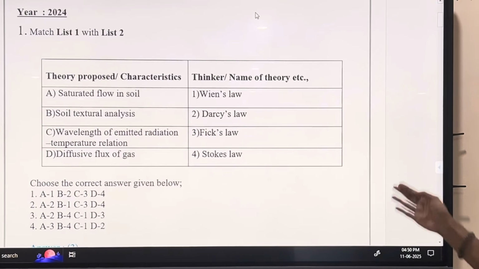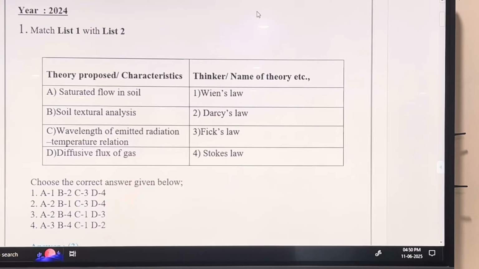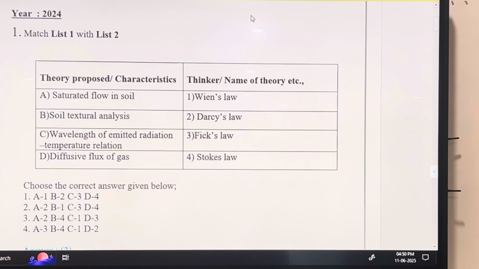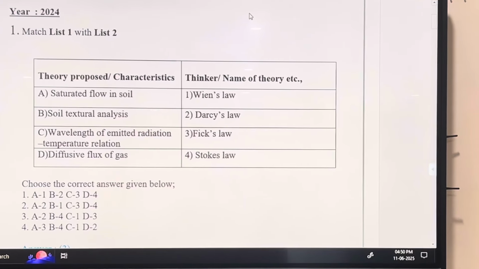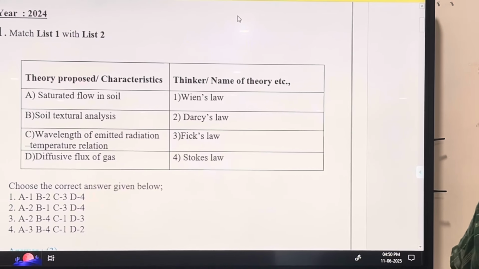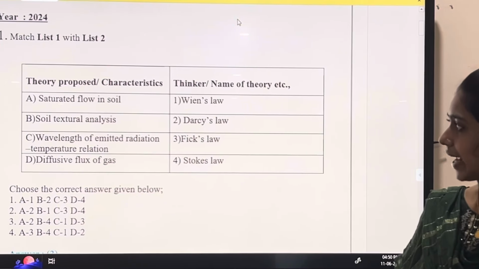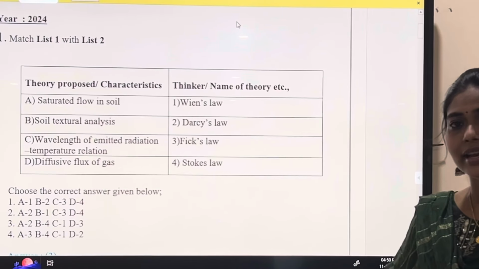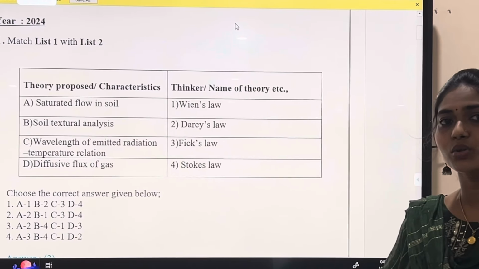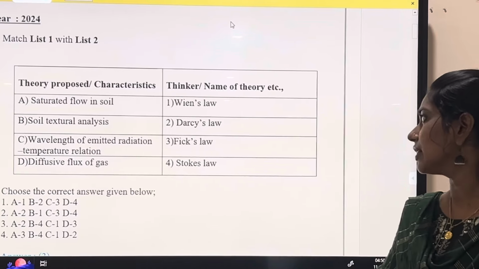So the first is the saturated flow in soil. When we look at column 2, we can see Wien's law, Darcy's law, Fick's law and Stokes law. If we have studied all the syllabus, it will be very clear that the saturated flow in soil directly deals with Darcy's law. And the second, B, is the soil texture analysis, and the law which we follow in order to know the texture of the soil is Stokes law.